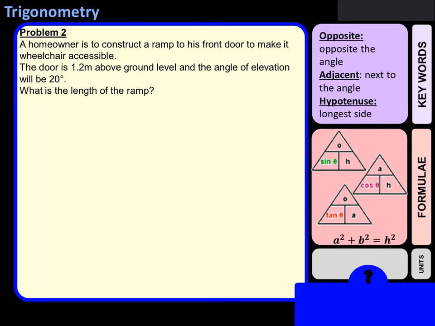Okay, so this one's a more practical problem. We've got a homeowner who's trying to construct a ramp up to his front door so that it would be wheelchair accessible. So we've got a door to his home, which is 1.2 metres above ground level, and he wants the angle of elevation to be 20 degrees. So that's probably due to the considerations of somebody having to push the wheelchair up it. We don't want the ramp to be too steep of a gradient, and we're asked to find out what is the length of the ramp.